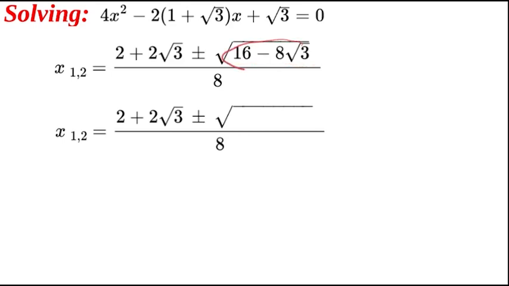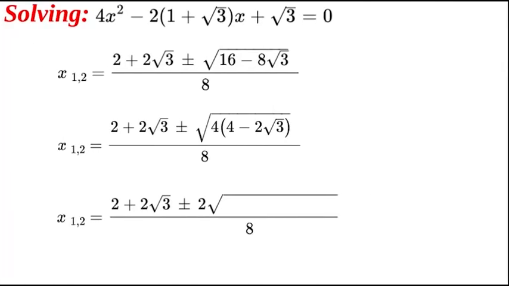Inside the discriminant here we can have a common factor of 4. So let's factor it out. So 4 by 4 minus 2 square root 3. So again, we can go even further and we can factor out 2 from the radical, as the square root of 4 is 2. And we'll have 4 minus 2 square root 3 inside. So now we're making progress.